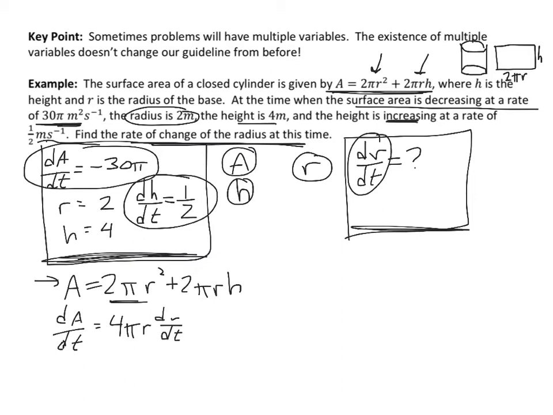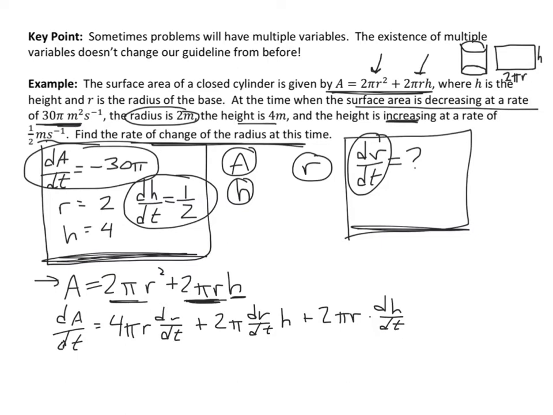And then over here, this is going to have to be a product rule. I have 2 pi r and I have h. So first, I'll do the derivative of 2 pi r. So that'll be 2 pi dr/dt, leaving the h alone, plus, now I'll leave the 2 pi r alone and do the derivative of the h, which is going to be dH/dt.